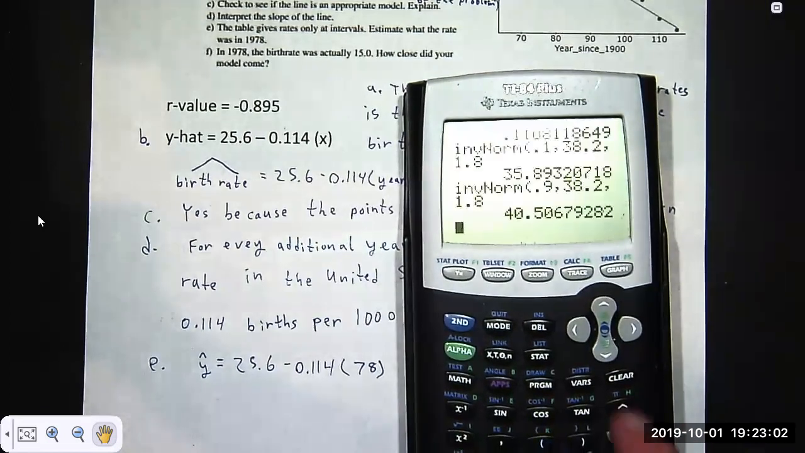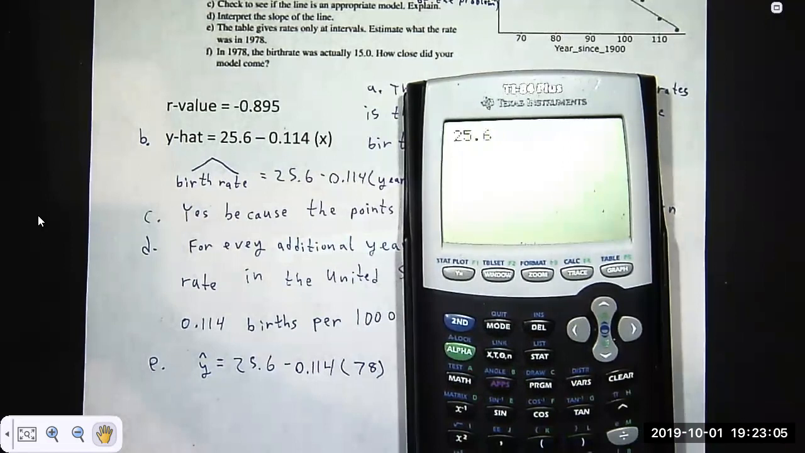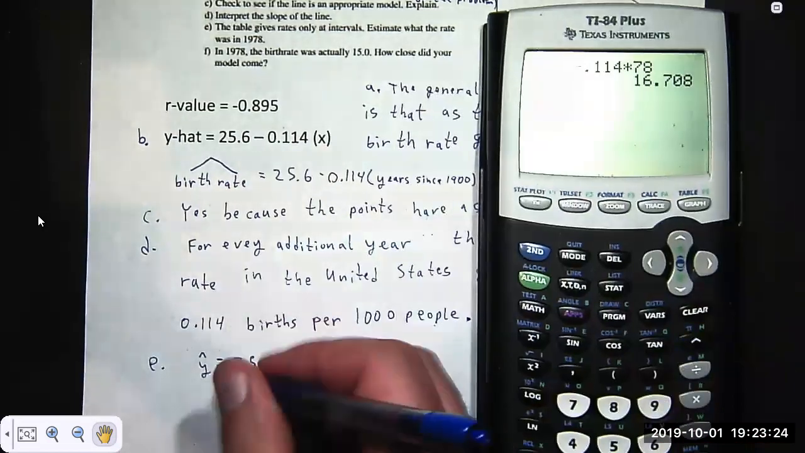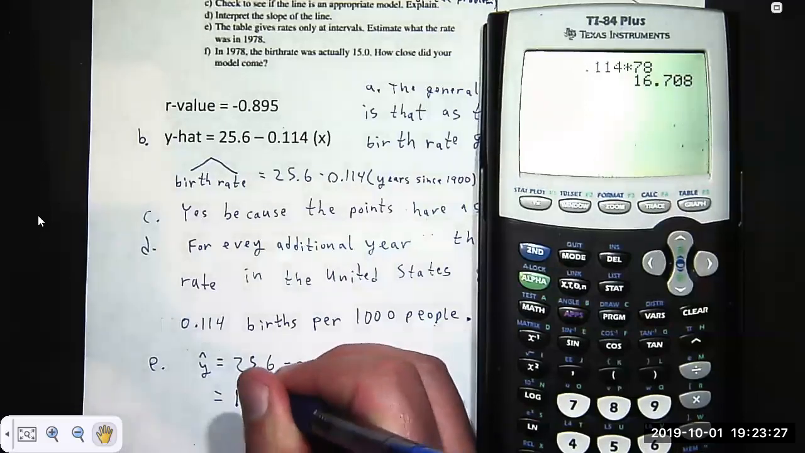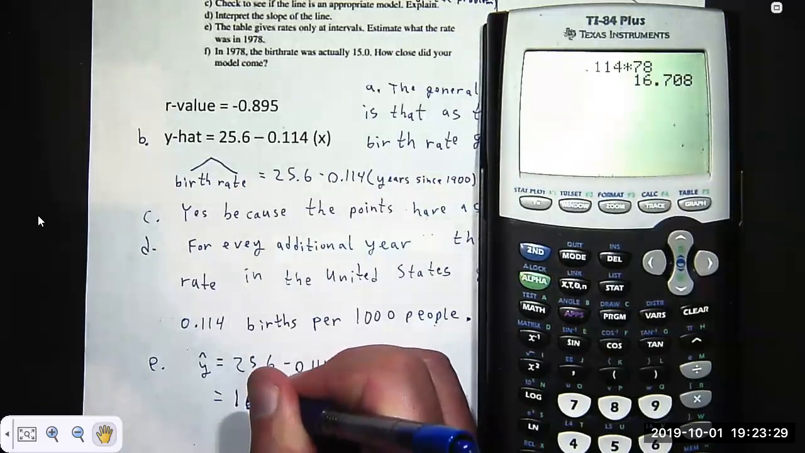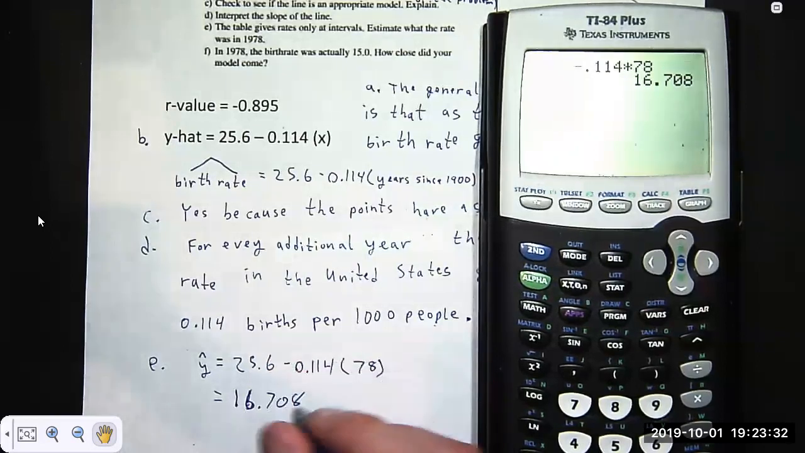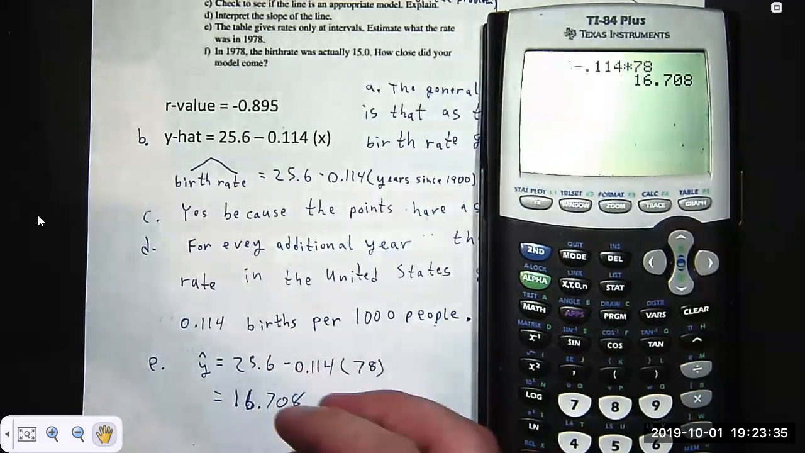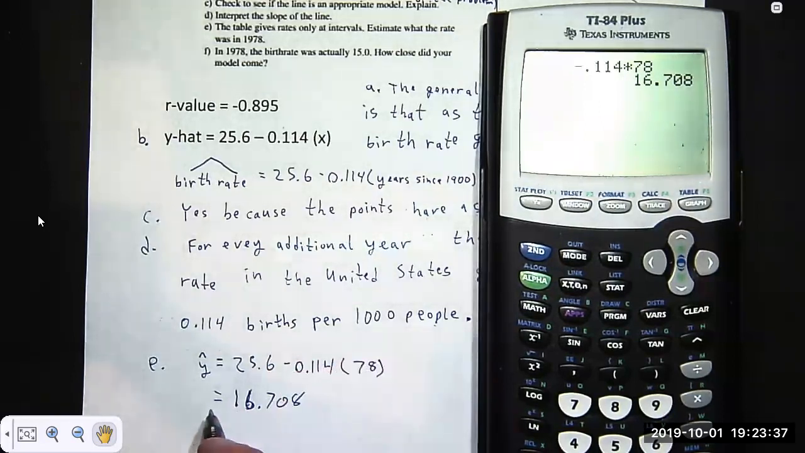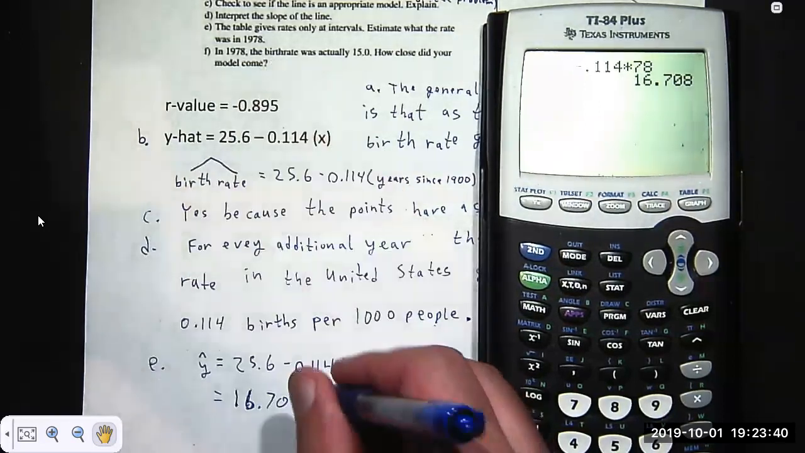And then type that in. Let the calculator do the heavy lifting. All right, 16.708. Let's just say 16 point... Well, we've been keeping 3 decimals up there, so let's keep 3 decimals down here. And we've got units here, so it's birth rate.